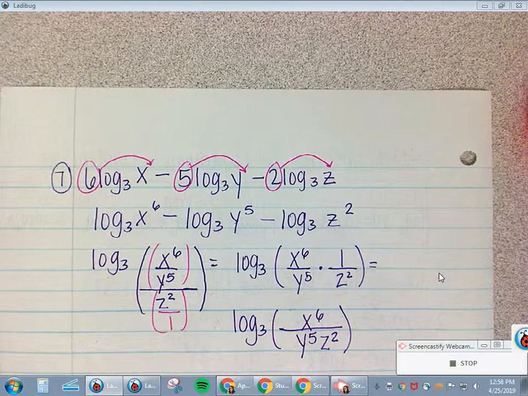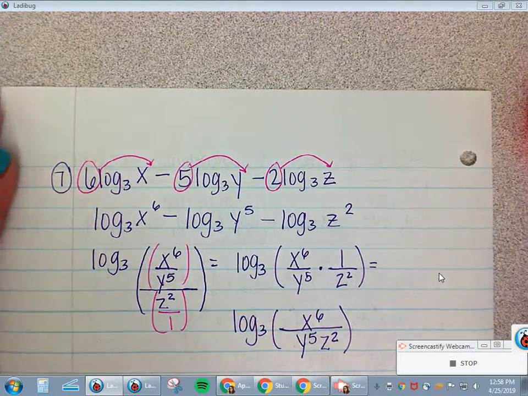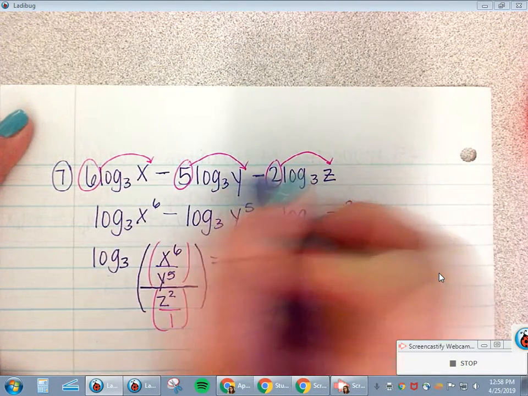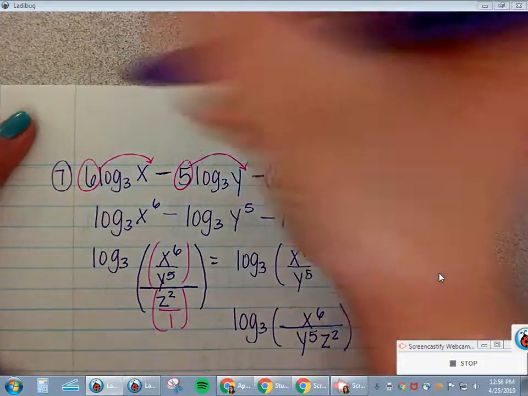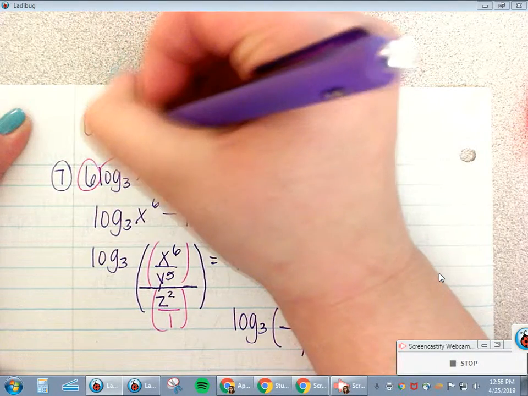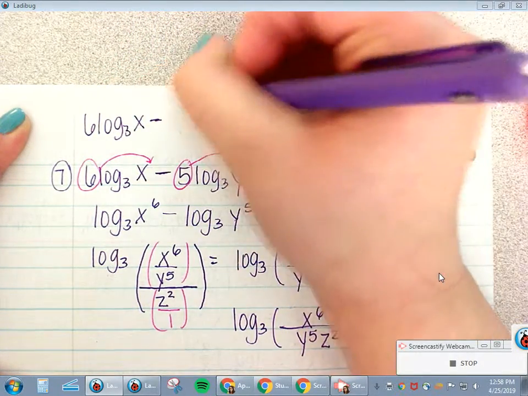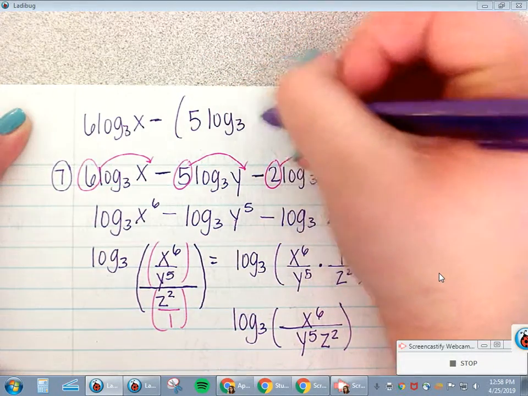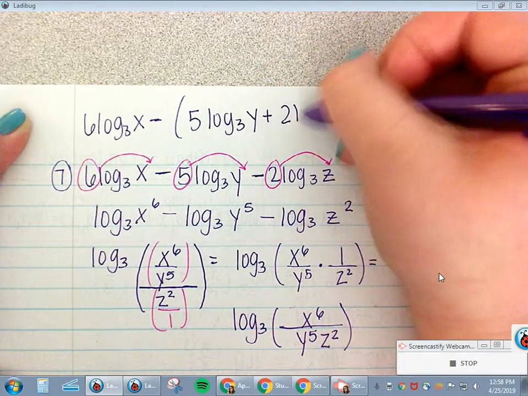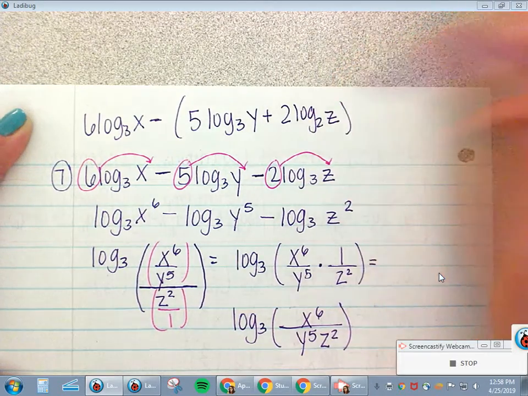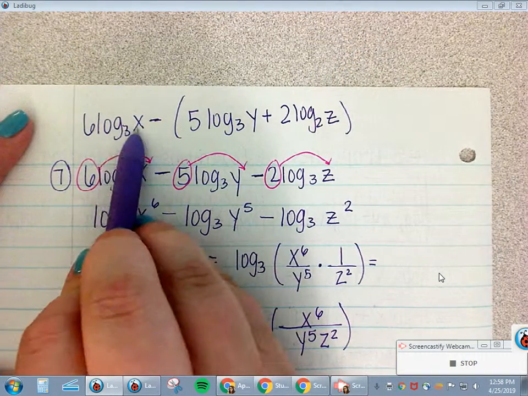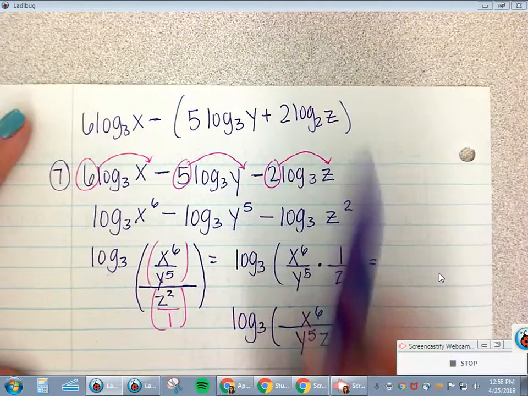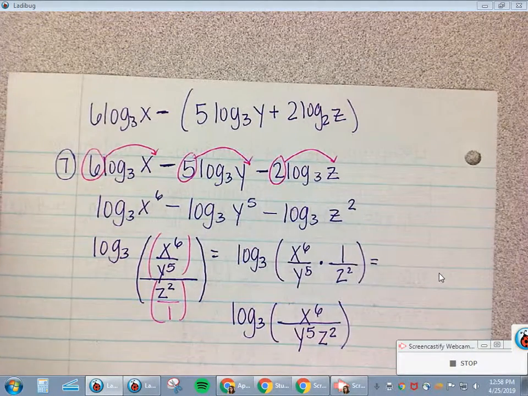All right. Another thing you could have done, if I don't want to belabor this problem, but notice that there is a minus on both of these terms. So if you wanted to, you could have said minus this thing and then added them instead. So essentially factoring out that negative, then you would have had x to the 6th over y to the 5th z to the 2nd, which maybe would have been quicker depending on which way you look at it.